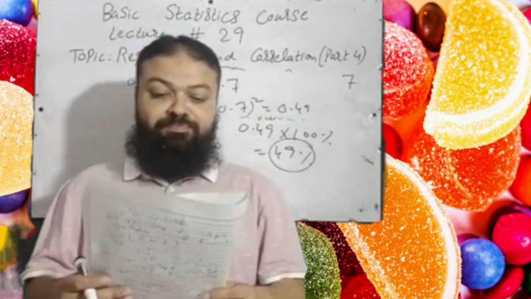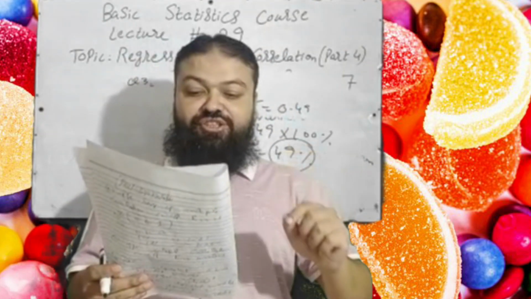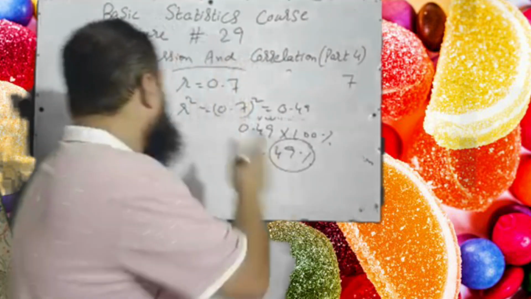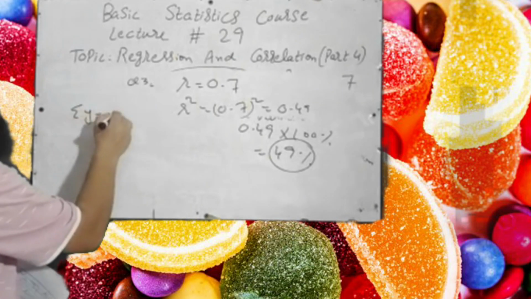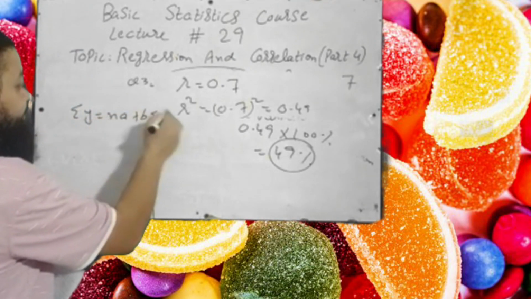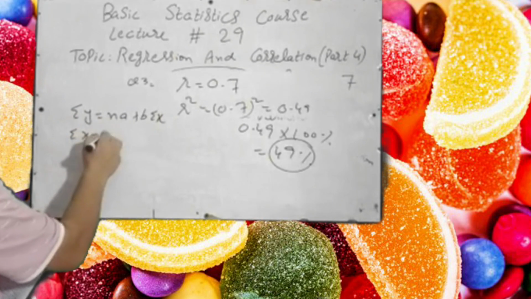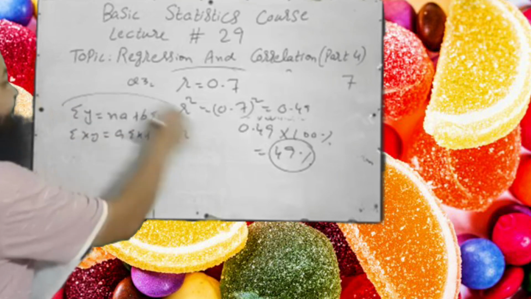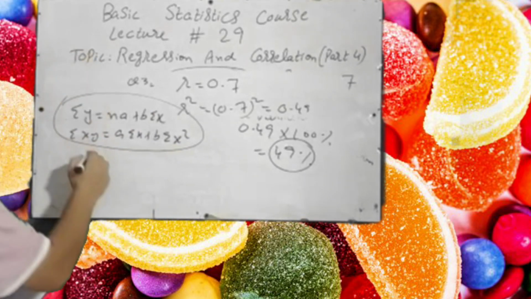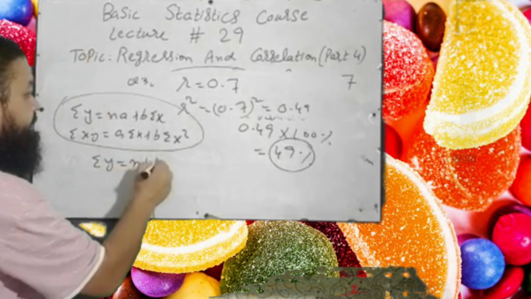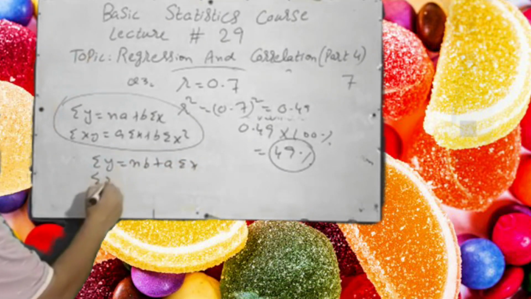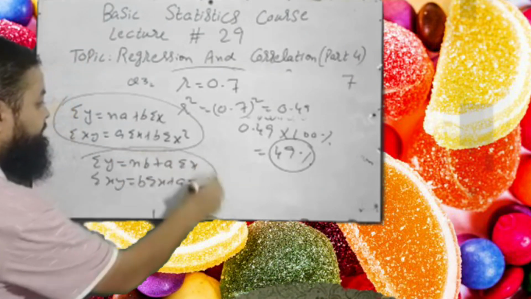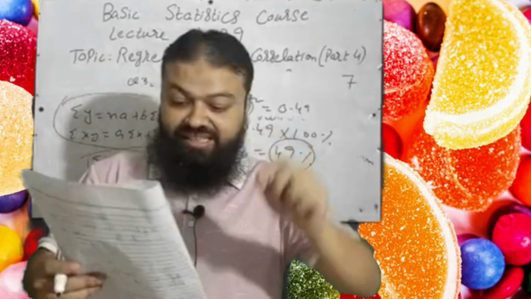Question number 5. The normal equations for fitting a straight line by the method of least square are, we know, summation y is equal to na plus b summation x, and the next one is summation xy is equal to a summation x plus b summation x square. These are the two normal equations, and you can also write summation y is equal to nb plus a summation x, summation xy is equal to b summation x plus a summation x square. These both can be the correct answers in the exam.